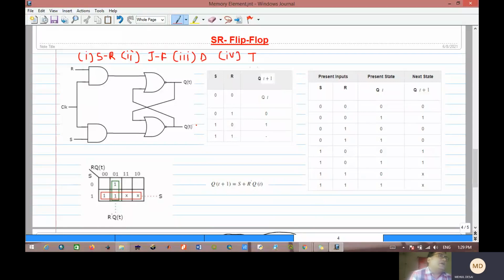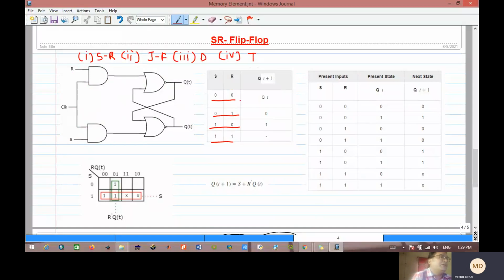So here SR flip-flop. Here the clock input is T1. This is AND gate and this is Q T and Q dash. So this is the basic latch, and based on that clock input, SR flip-flop is developed. So this is the latch, and this one is the clock input, and this becomes SR flip-flop.